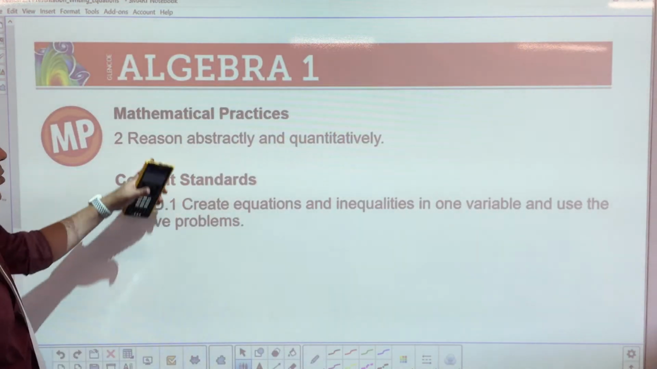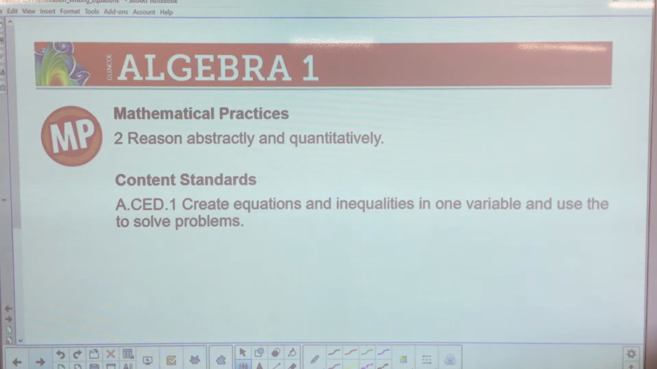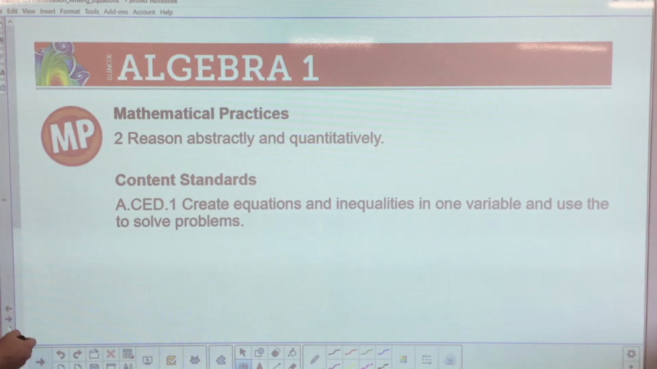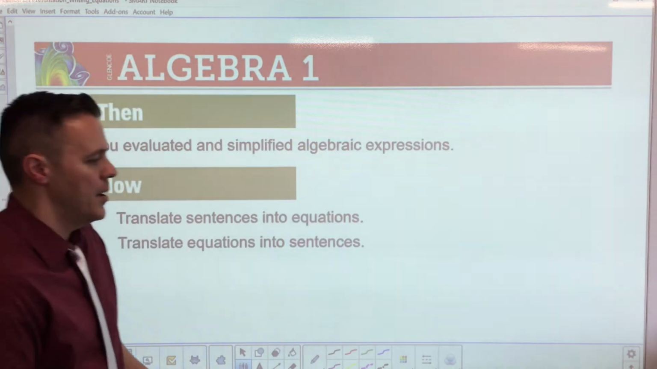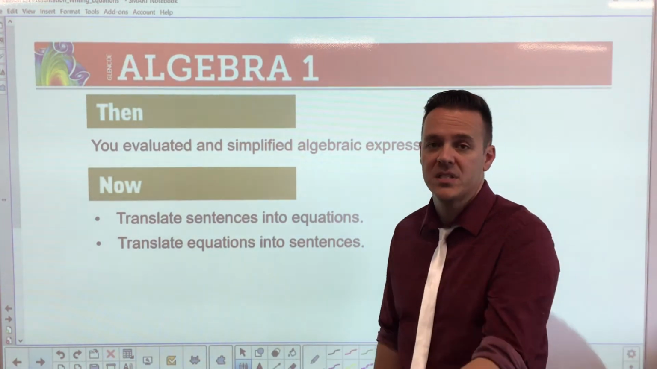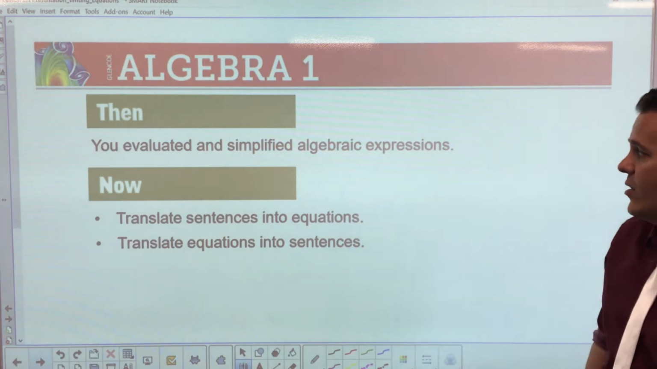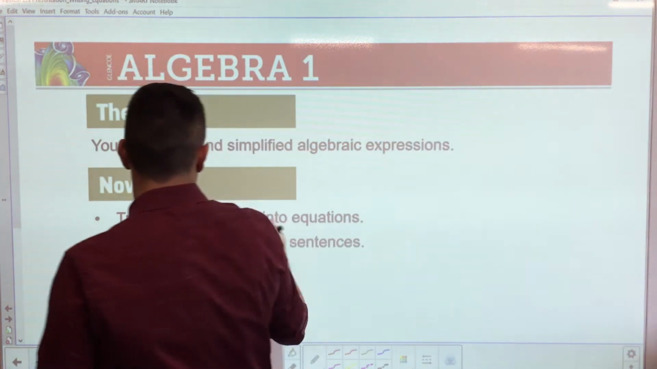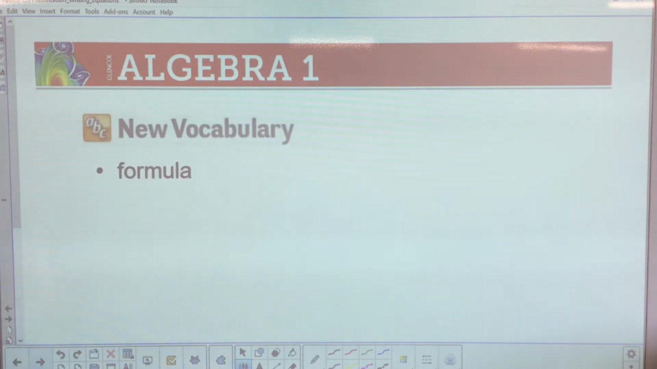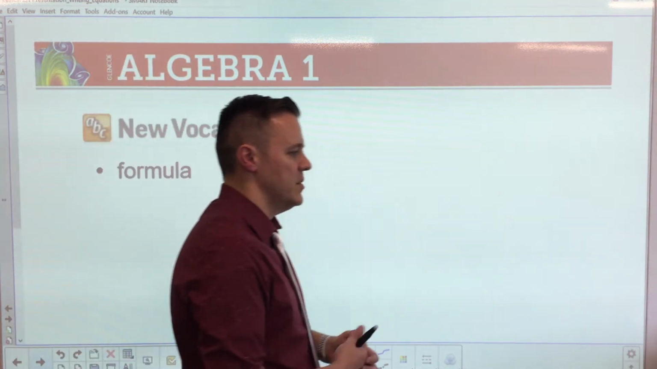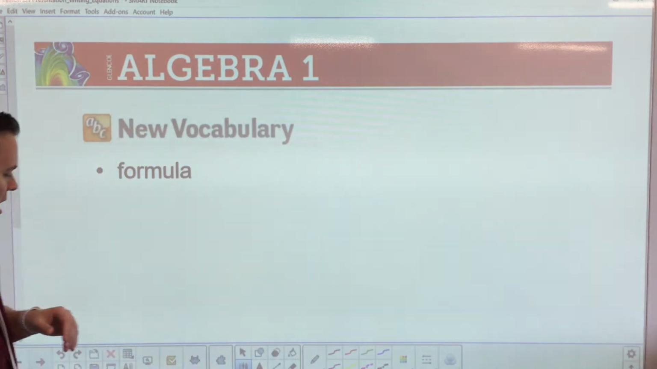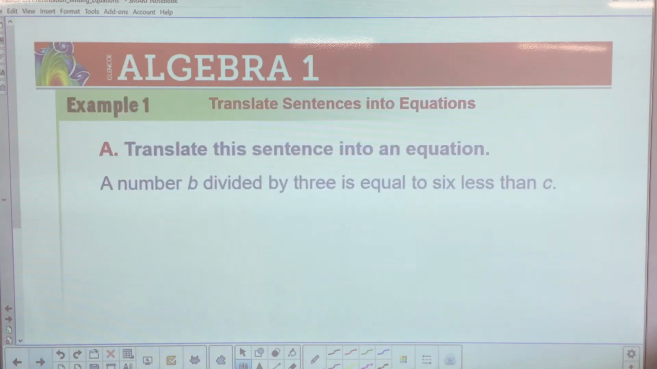All right, so let's get started. We're using mathematical practice 2, logic and reasoning. All right, we're going to start creating equations and inequalities in one variable to solve, basically to solve eventually more complex equations and real-world problems. Evaluate, simplify expressions. Now we're going to translate sentences into equations, and equations into sentences. We did a little bit of this in Chapter 1. On your notes, ladies and gentlemen, I believe at the top you will probably start to see some vocabulary. I know the word formula is going to be in here, but we'll go from there.